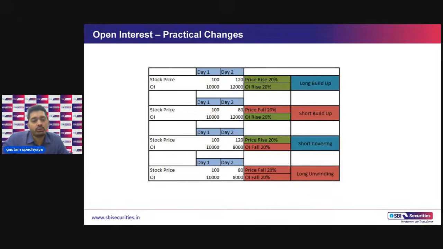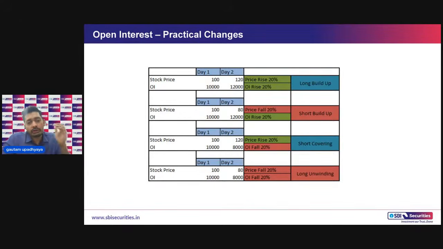Now coming to the two other ones, that is long unwinding and short covering. Short covering basically means previously there were short positions which were built up. The trend was on the negative side. Traders had created short positions. The open interest was continuously increasing when the price was rising. Now, on one particular day, there is a sharp pullback in the opposite direction.